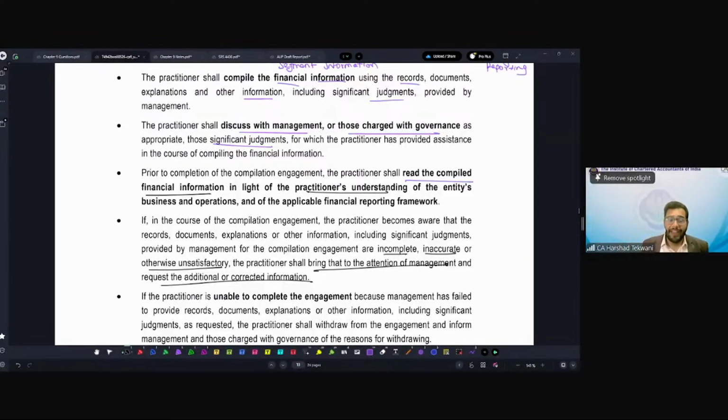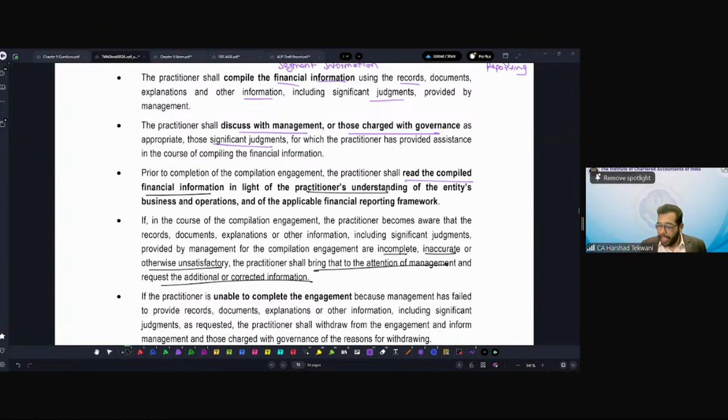Let's say management failed to provide you the data. Management is not providing you the data. First of all, this is not an audit engagement where I need to find alternate audit evidence. No, I'm not going to perform other alternate procedures to gather sufficient and appropriate audit evidence.